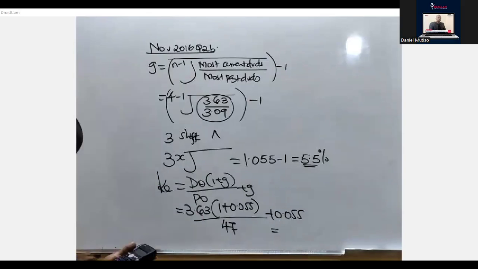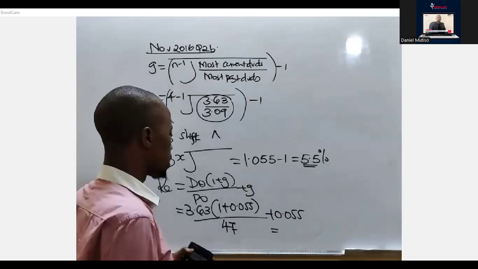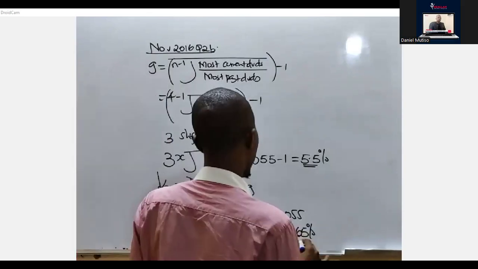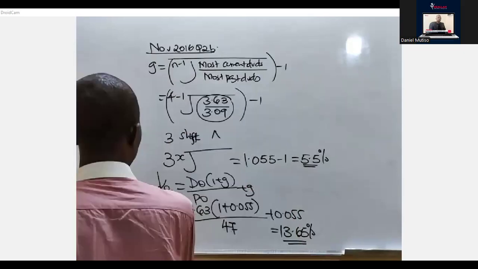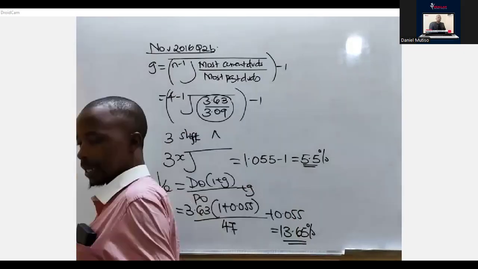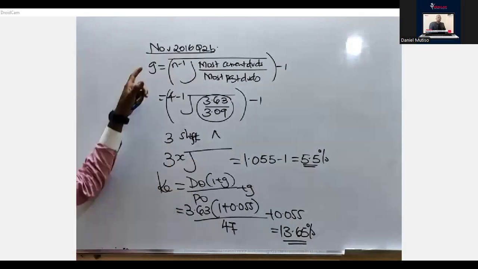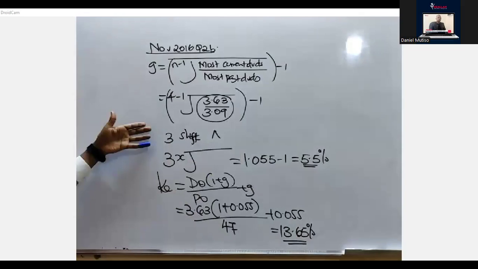So 1.055, we multiply by 3.63, divide by 47, plus 0.055, getting 13.65%. That is how you do all these concepts. Before you read the cost of equity, an examiner can give you uncertainty, can give you some problems there, which you need to solve.